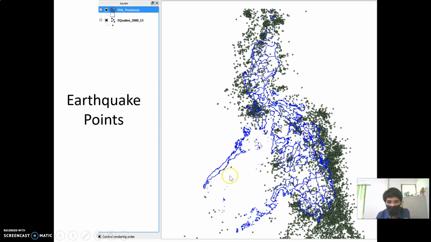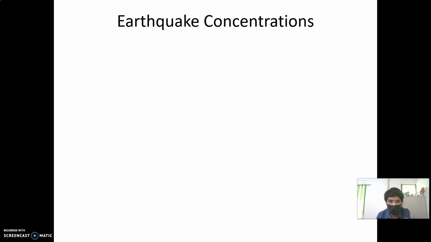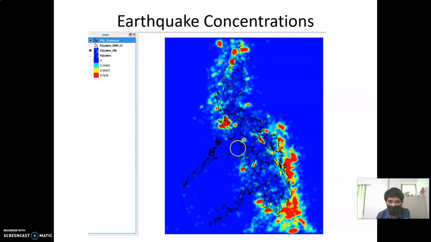If you are afraid of earthquakes, move to Palawan, because Palawan is less likely to have earthquakes, because the area is not along our fault line. So we have earthquake concentration, which is shown through heat signatures or graduated colors. So we can see that the highest occurrence of earthquakes is coming from here in Mindanao and in parts here. Mindanao talaga ang lilinog.